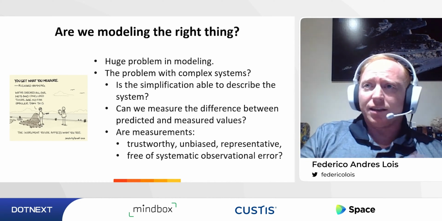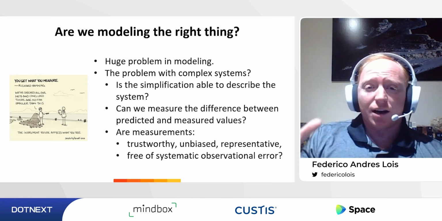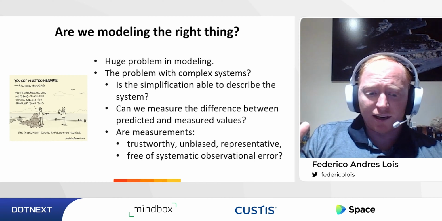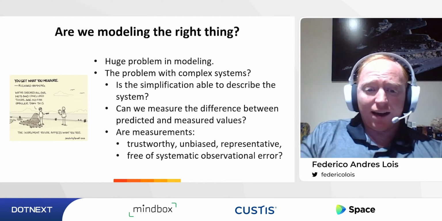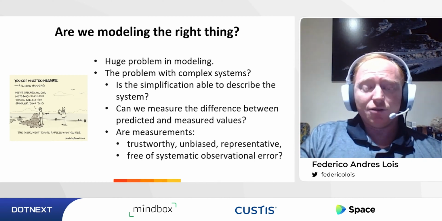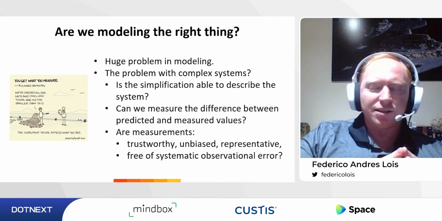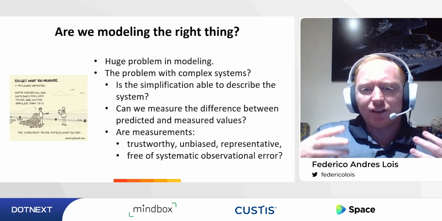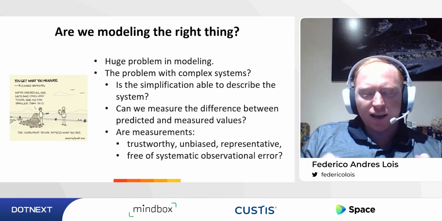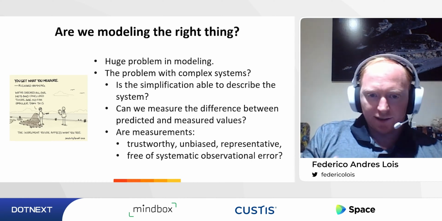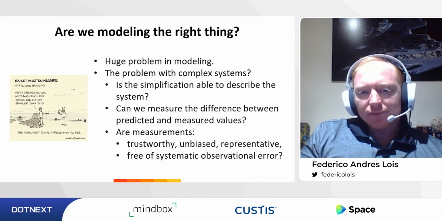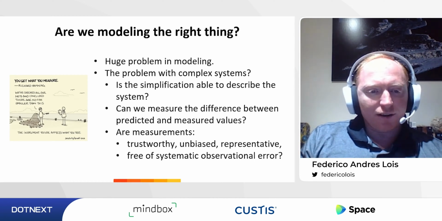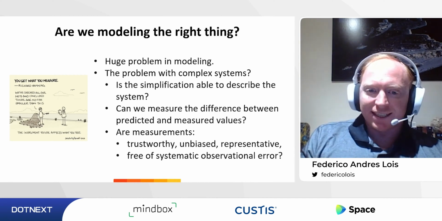If you want to model real life in all its complexity, essentially you have to create a universe, because you're not able. So you have to simplify. So there's no option. And the simplification that you use to describe the system actually makes a difference in how you understand the system. So can we measure the difference between predicted and measured values? Sometimes it's not so easy.